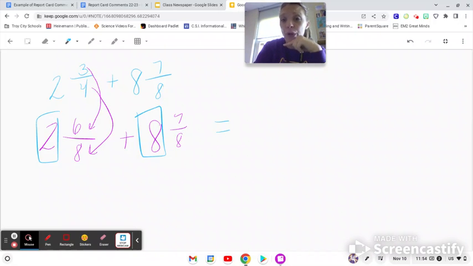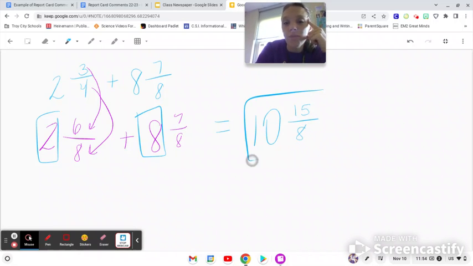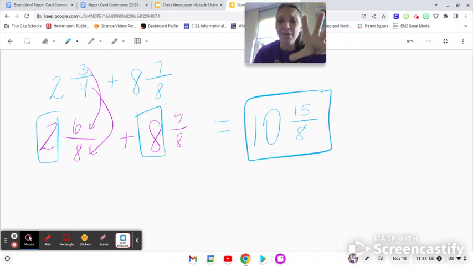So we'll add the whole numbers first. So 2 plus 8 is 10. And then we'll add the fractions next. So we'll think 6/8 plus 7/8 is 13/8. And for right now, I'm going to have them leave this improper fraction as an answer.